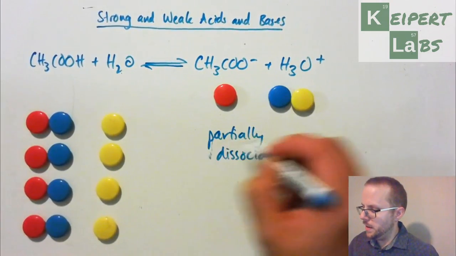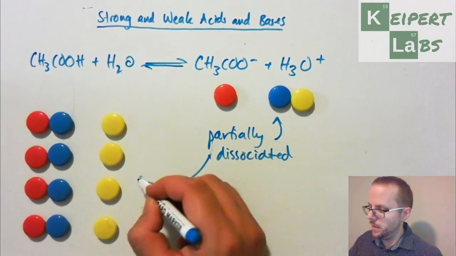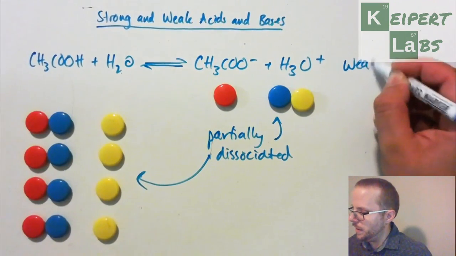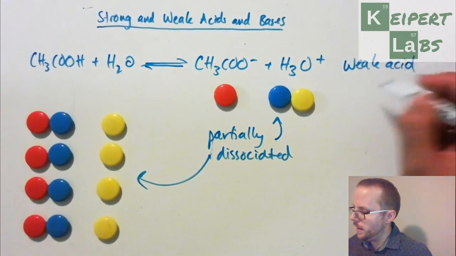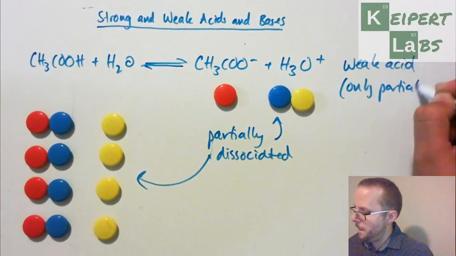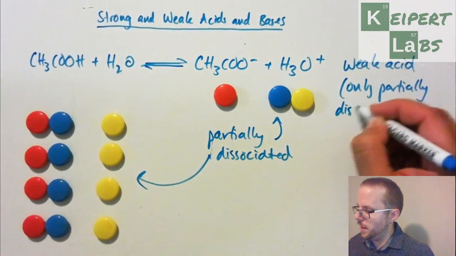Okay, because you can see we've got some here, but most of them remain over here. So we call this an example of a weak acid. Okay, so it only partially dissociates / ionizes.